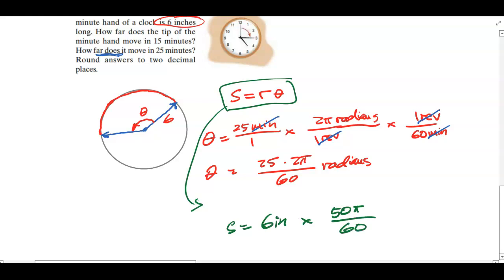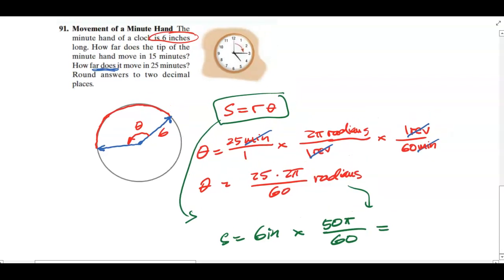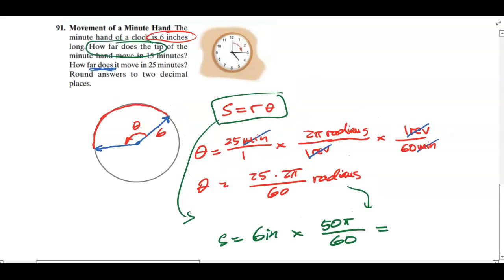And then whenever you write this, the radians isn't always written, okay? So yes, there's radians right there, but we're just looking at how far does the tip move? So the radians isn't written, we just write inches. And so when you do the math here, you get 15.71 inches. That's the answer.